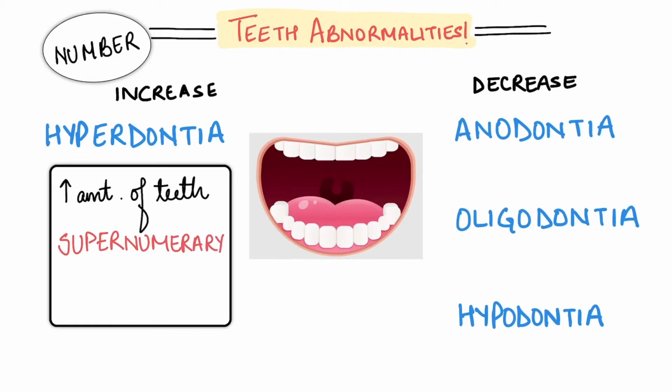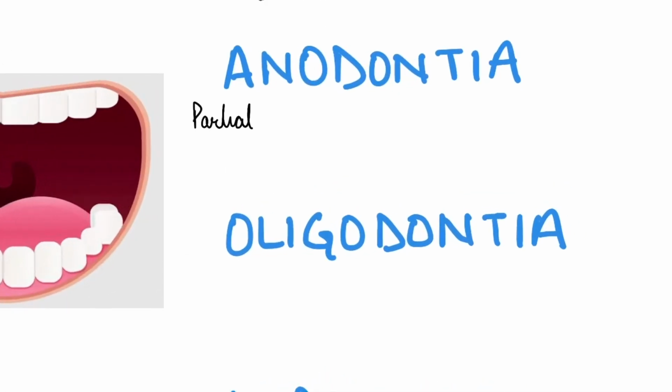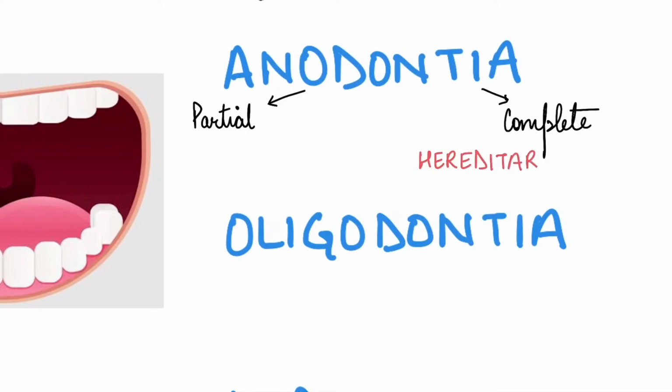So let's first see the details of anodontia. Anodontia can be complete true anodontia or partial anodontia. That is also termed as congenitally missing teeth. Complete anodontia is a term coined when all teeth are missing. This is a very rare condition and it is usually associated with hereditary ectodermal dysplasia.